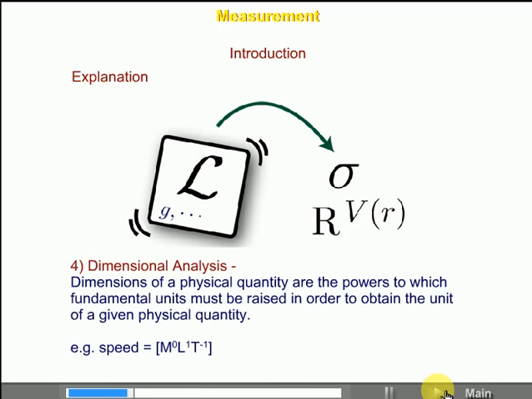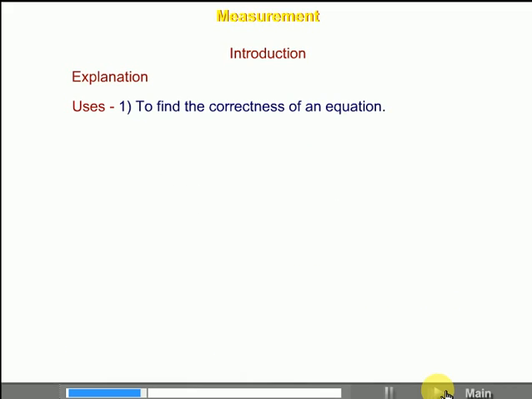Dimensional analysis. Dimensions of a physical quantity are the powers to which fundamental units must be raised in order to obtain the unit of a given physical quantity. Example: speed, M raised to 0, L raised to 1 and T raised to minus 1. Uses: to find the correctness of an equation. Example: v is equal to u plus at.